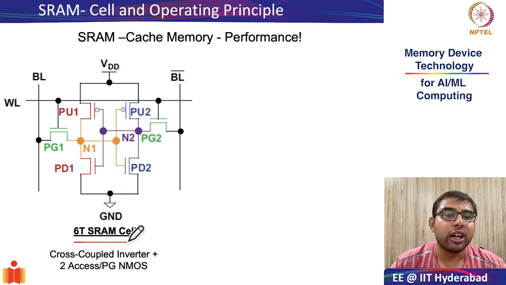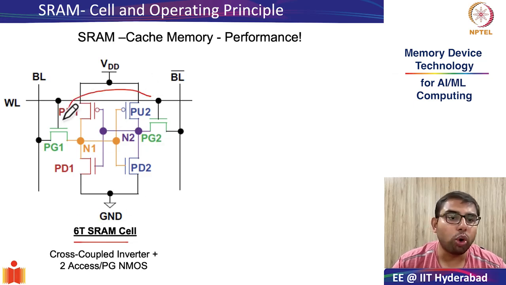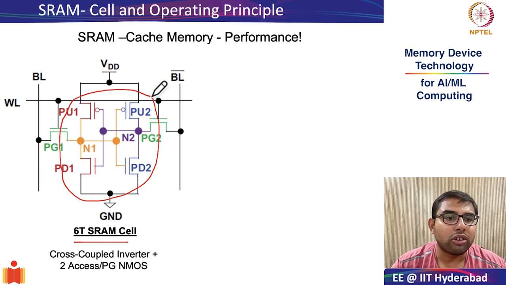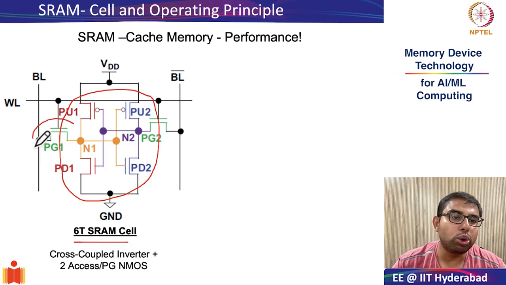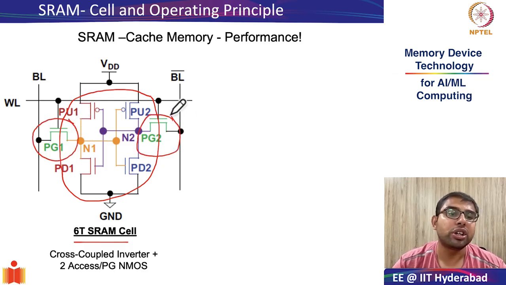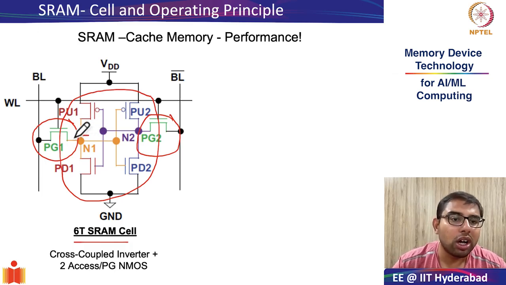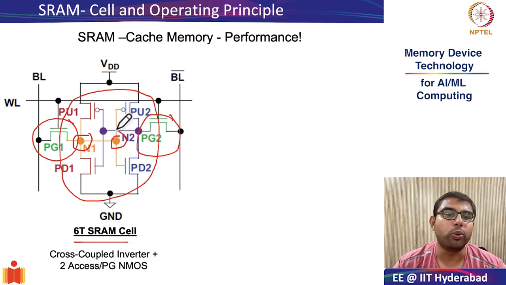How does that happen? Out of the 6 transistors, the 4 transistors which I have marked out, 2 pull-up transistors and 2 pull-down transistors, form a latch design or a cross-coupled inverter design. And you have these 2 access transistors, which are NMOSs, which give access to the bit lines, or to the outside world, to the information in the internal storage nodes N1 and N2.